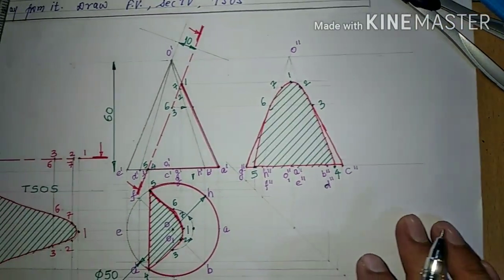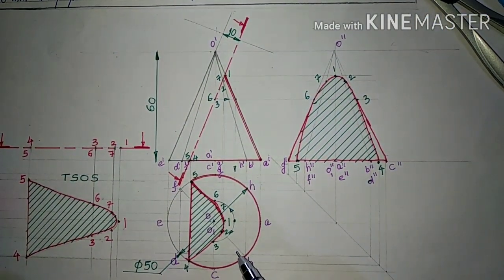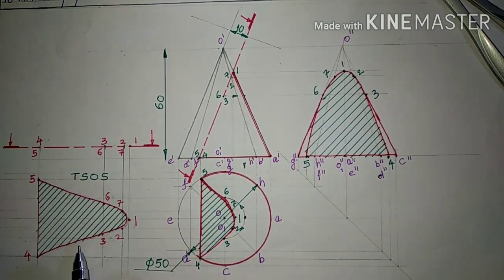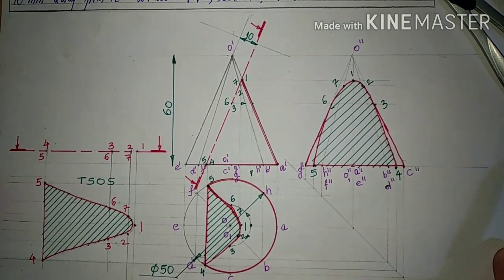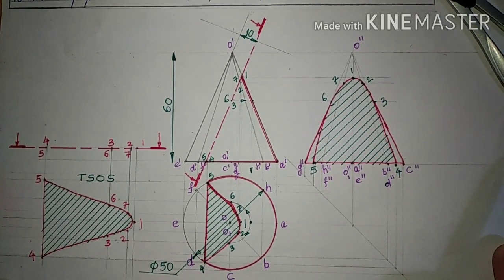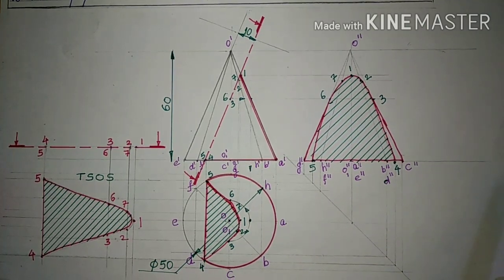So here we got front view, sectional top view, true shape of section and sectional side view. Most of the time this type of question is asked for 15 marks.